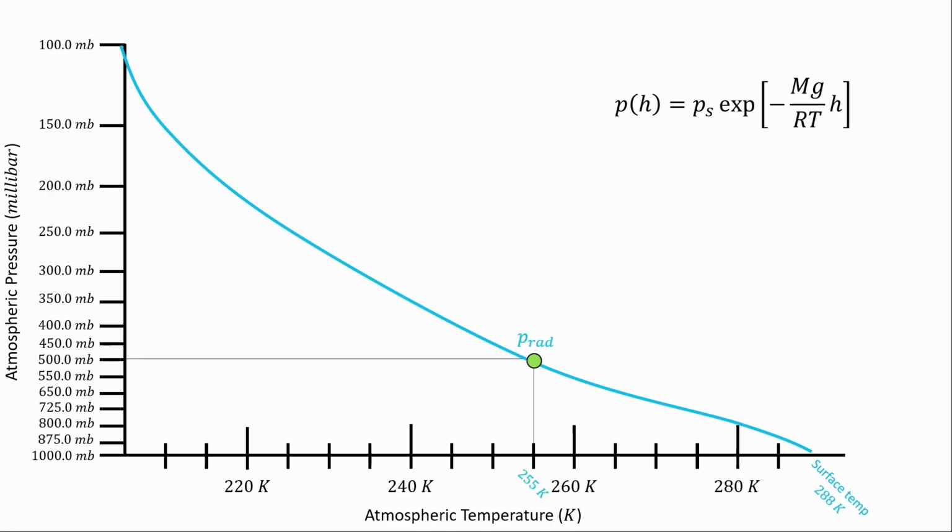What happens is if we start adding more carbon dioxide, then the height at which we re-radiate away is actually going to go up.